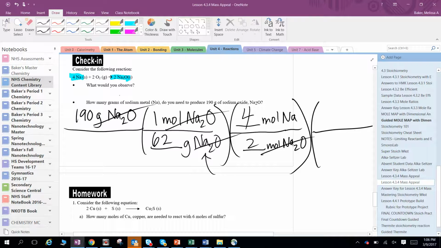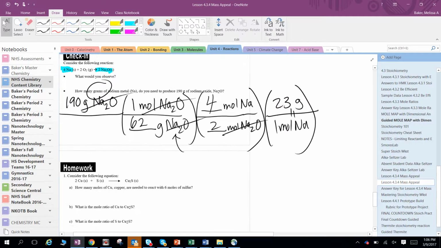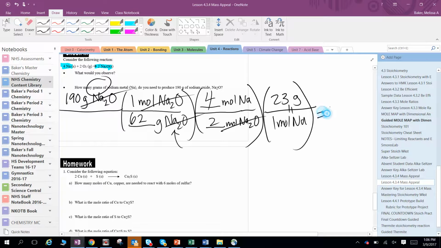Now, last step, the problem asked for grams. So 1 mole of sodium is, on the periodic table, 23 grams. So now I'm going to multiply everything across the top and divide by everything on the bottom, which brings me to my final answer of 141 grams of sodium.